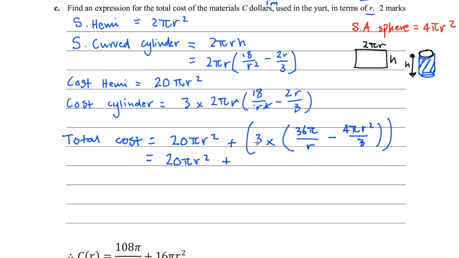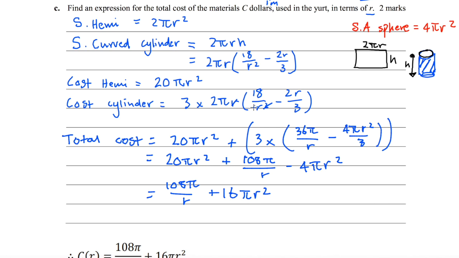All right, now we multiply the 3 in. 36 times 3, I hope, is 36 times 2 is 72. 72 plus 30 is 102. Plus 6 is 108. Good. So it's 108 pi on r minus 4 pi r squared. Good, so that's our answer. We've got actually like terms here. You can see we've got 20 pi r squared minus 4 pi r squared. So if we just rearrange it slightly, it's 108 pi on r plus 16 pi r squared.